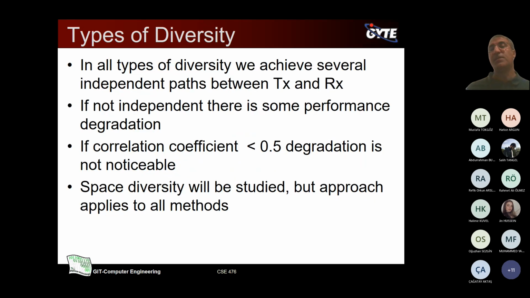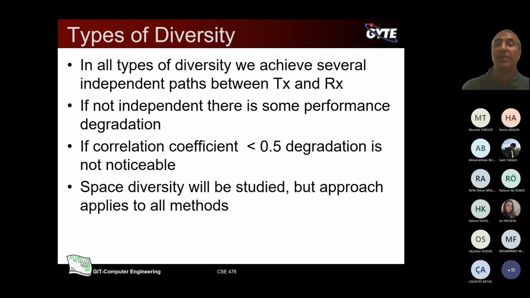As you see, we have different types of diversity. The main goal in all these types of diversity is to try to achieve several independent paths between transmitter and receiver. That's the main goal of the diversity. If these paths are not independent, you will experience performance degradation. More specifically, if the correlation coefficient between these paths is less than 0.5, the degradation is not noticeable.